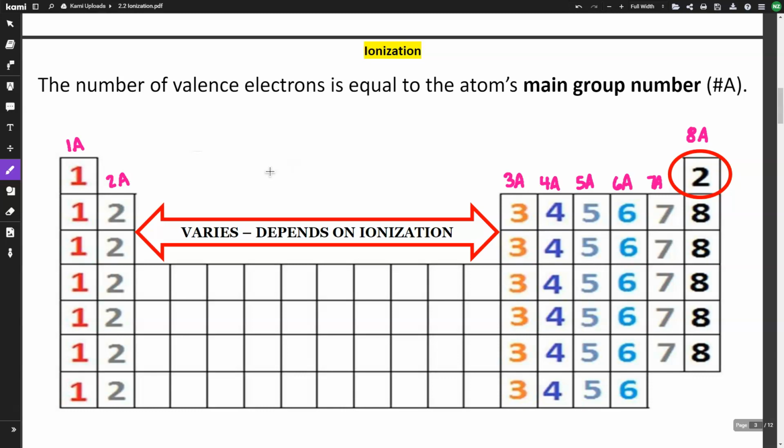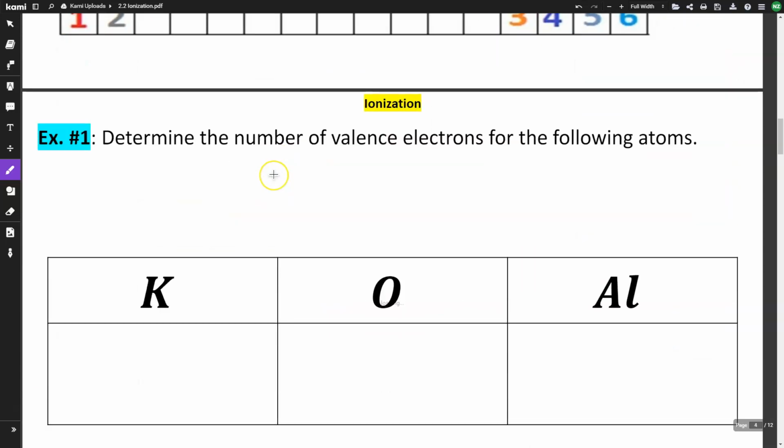Now, there is one exception, and that is helium. If you look at helium as circled on here, helium only has 2. And we'll get to that in just a second.